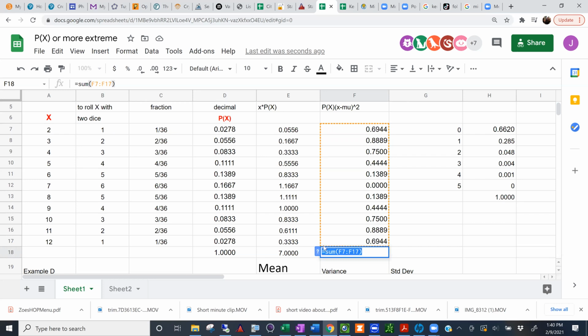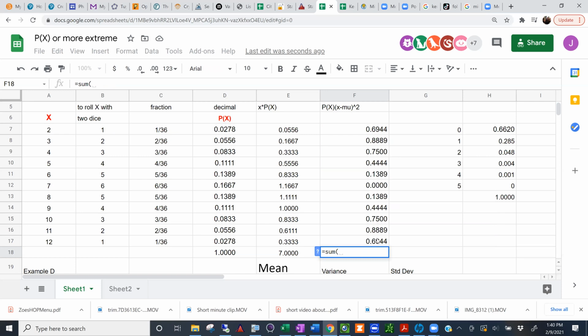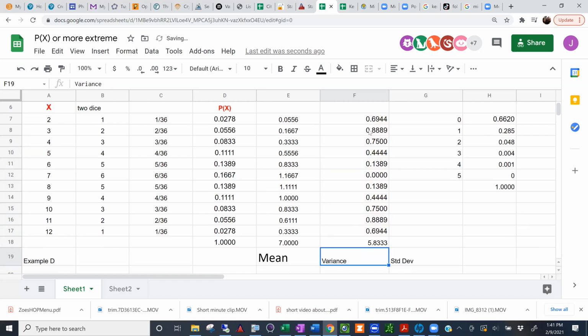Let me do that again. Equals sum. When you type in sum and the left parenthesis, you should just be able to click and drag and it'll fill in the cells for you. So that's your variance.